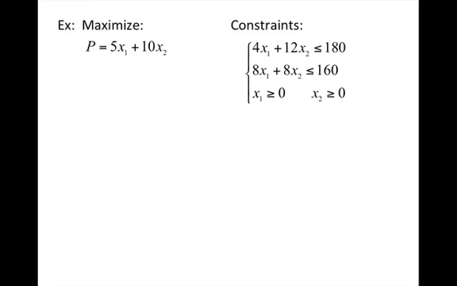So my step 1 is to check and make sure this is in standard form. This problem is in standard form. I have both of my variables greater than or equal to 0. That's the first thing you check for. The second thing you check for is to make sure the other constraints are less than or equal to a non-negative number. And they are. I have less than or equal to 180 and less than or equal to 160.